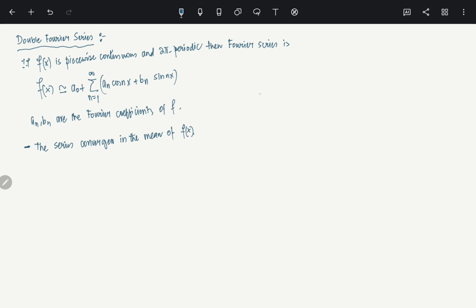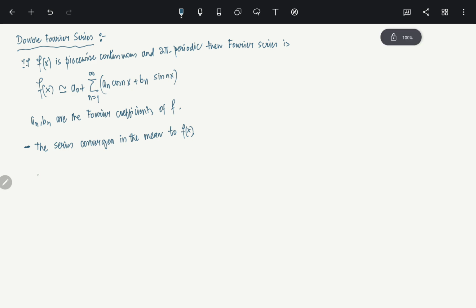Essentially what I mean is, if you take the partial sums, let's say S n are the partial sums, then the difference between S n and f, if you take the square and then the integral, can be made less than epsilon for sufficiently large n. That is what it means to converge in the mean to f of x.